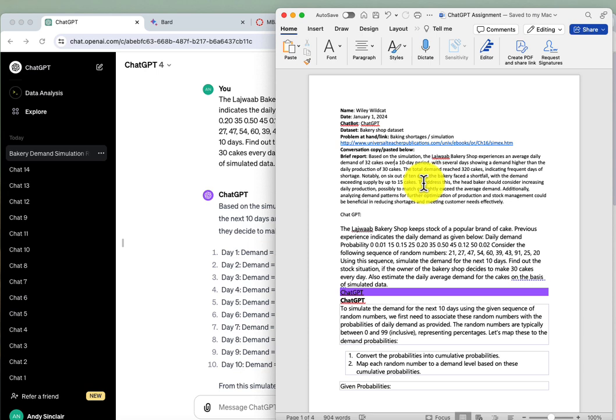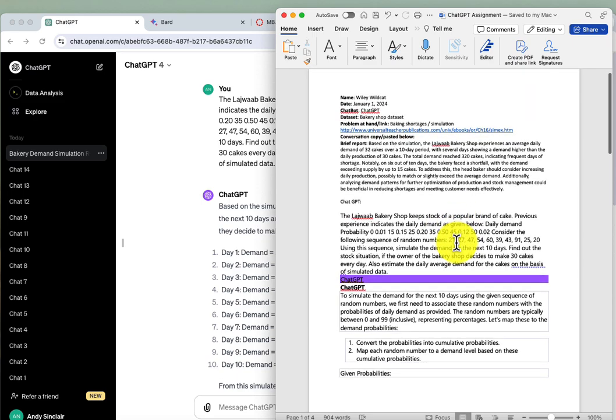Notably, on 6 out of 10 days, the bakery faced a shortfall, with the demand exceeding supply by up to 15 cakes. To address this, the head baker should consider increasing daily production, possibly to match or slightly exceed the average demand. Additionally, analyzing demand patterns for further optimization of production and stock management could be beneficial in reducing shortages and meeting customer needs effectively.